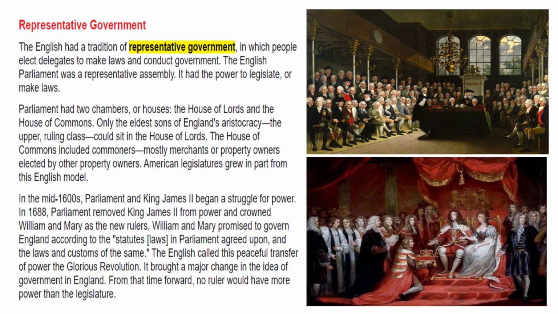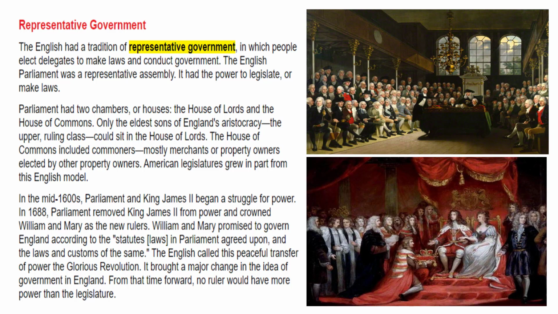In the mid-1600s, Parliament and King James II began a struggle for power. In 1688, Parliament removed King James II from power and crowned William and Mary as the new rulers. William and Mary promised to govern England according to the, quote, statutes in Parliament agreed upon and the laws and customs of the same. The English called this peaceful transfer of power the Glorious Revolution. It brought a major change in the idea of government in England. From that time forward, no ruler would have more power than the legislature.